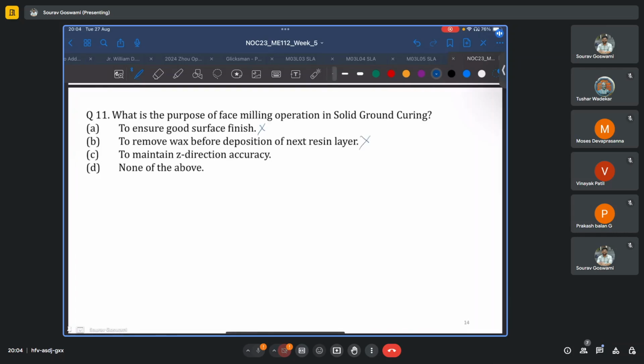To maintain Z direction accuracy, this is correct. We perform the face milling operation to ensure the accuracy of build height in the Z direction and to correct it suitably if needed. Option D is simply none of the above. So option C is the correct answer in this case.